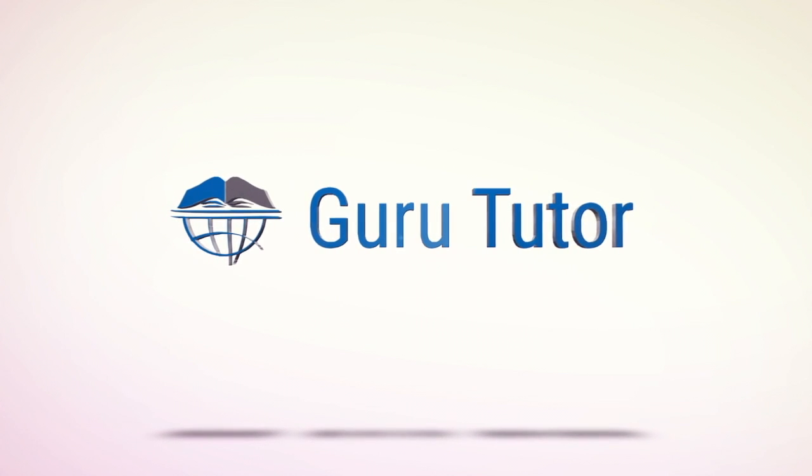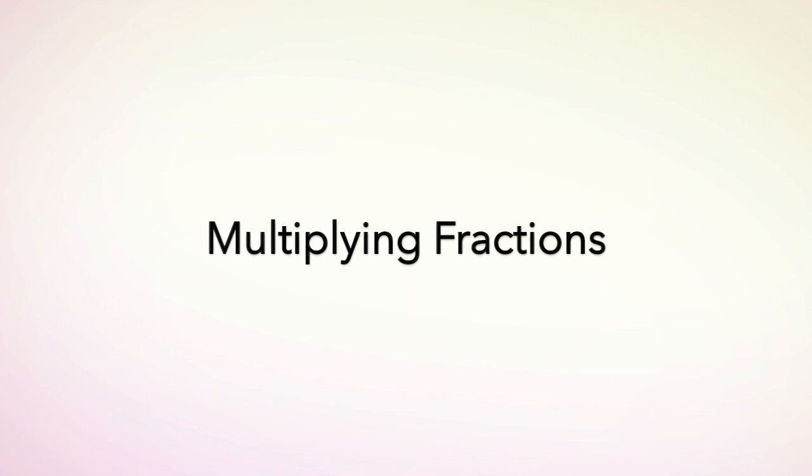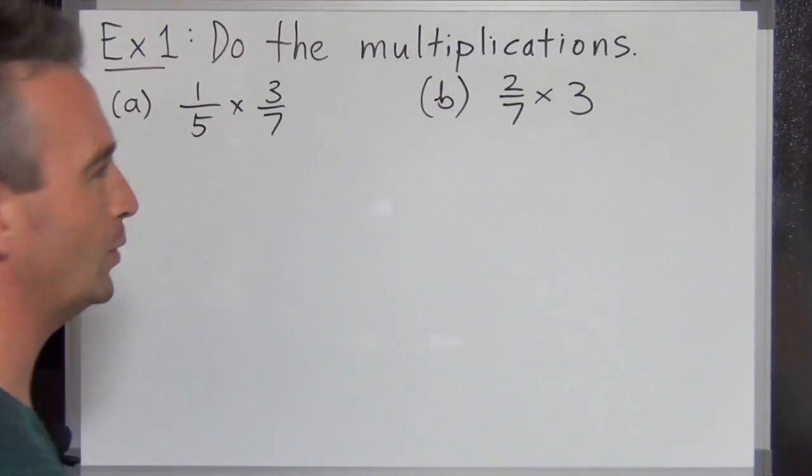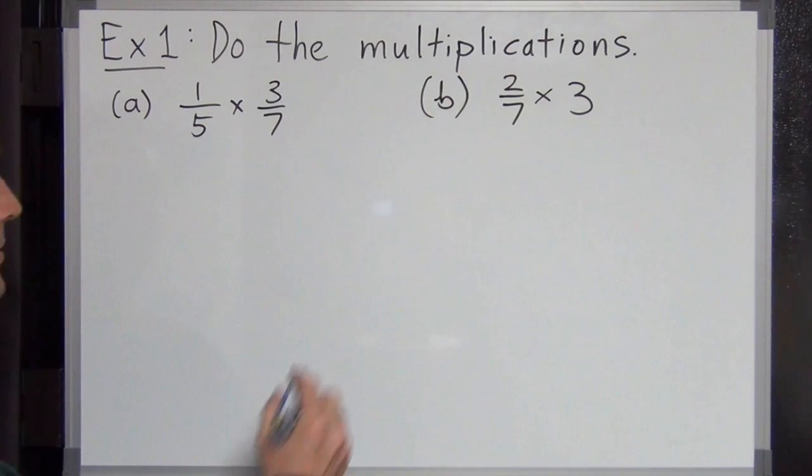Multiplying fractions. Let's get into it. Let's try a couple of easy ones. First one, 1 over 5 times 3 over 7.